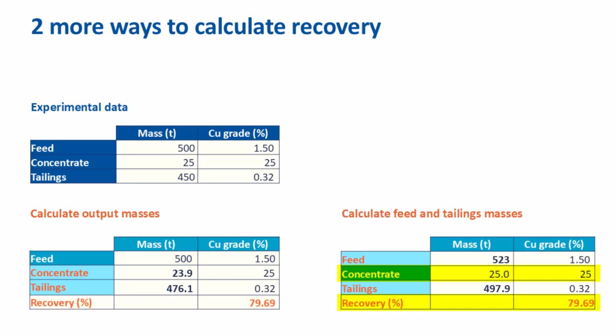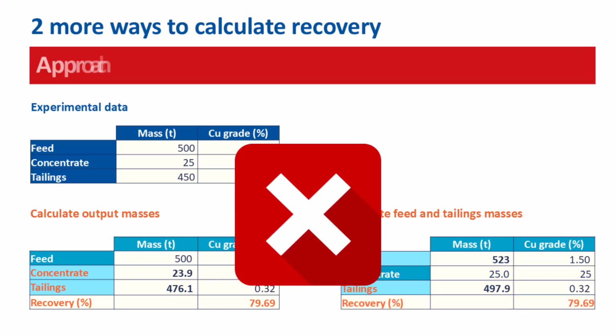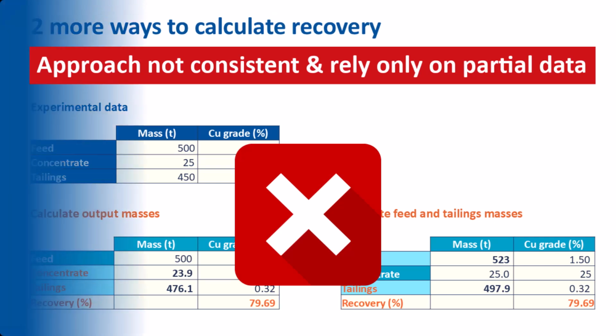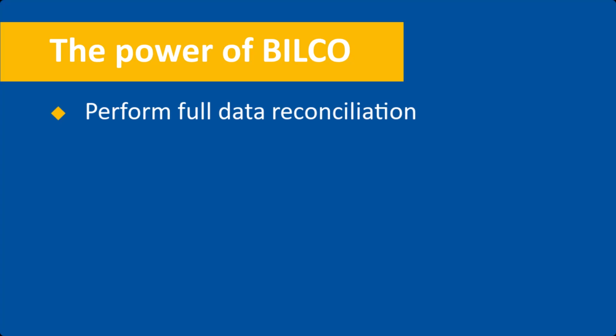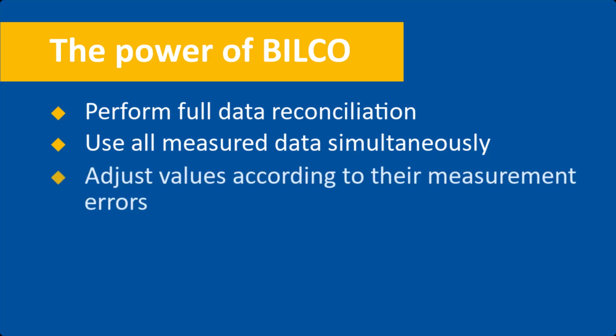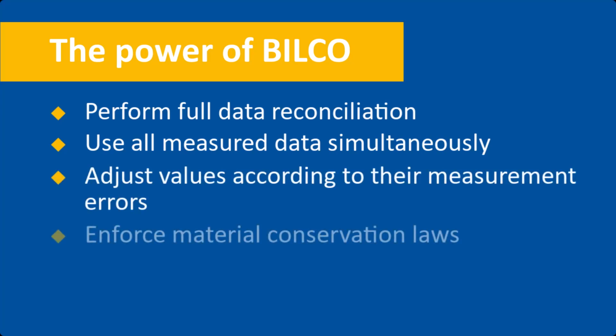At this point, we have 5 possible recovery values. All these methods use only partial data and cannot provide a reliable answer, a situation that creates confusion and undermines decision-making. This is where data reconciliation and BILCO come in. Instead of considering only a part of available experimental data, BILCO performs full data reconciliation. It uses all measured data simultaneously and adjusts values according to their measurement errors while enforcing material conservation laws.